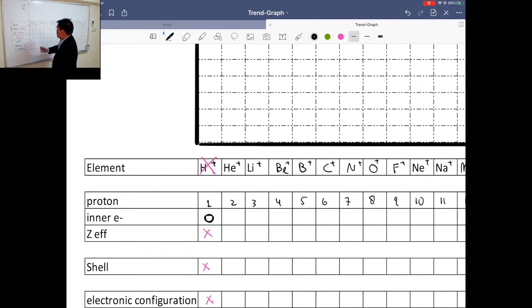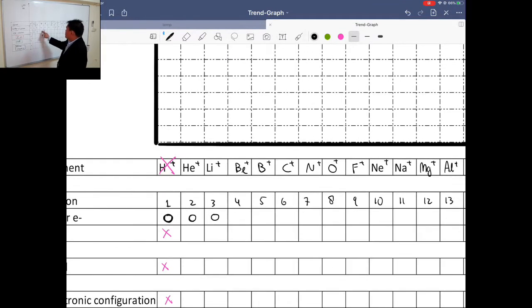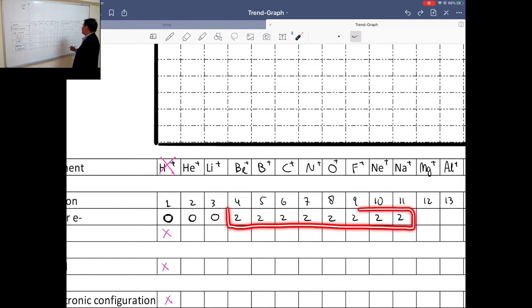So He+ and Li+ do not have inner electrons, because both of them have 1 and 2 electrons on the first shell. Be+, on the other hand, has 2 electrons on the first shell and 1 electron on the second shell. So the inner electron we take as 2, and it will be 2 all the way until Na+, because at Na+ you have 10 electrons, 2 on the first shell and 8 on the second shell.